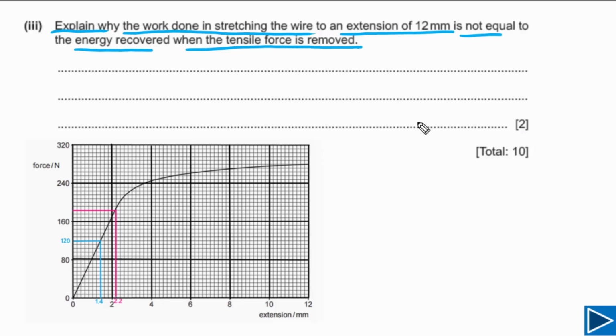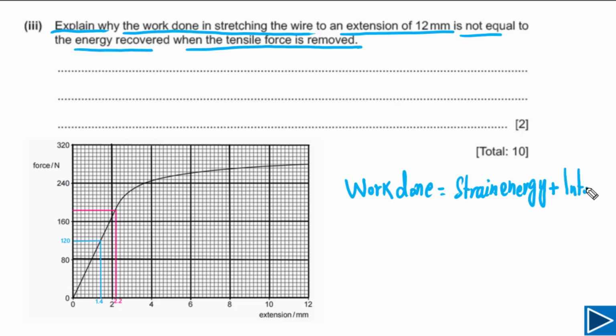This is not equal to work done. So simply we can say that in this case the work done is equal to some amount of strain energy. Means when we remove the force, some of the work will be recovered, plus some amount of work will not be recovered, and that becomes the internal energy of the material, and molecules go away from each other, so that amount of work done is stored in the form of potential energy of molecules.